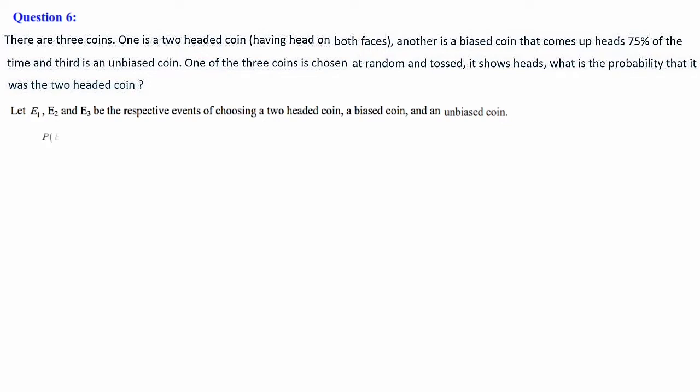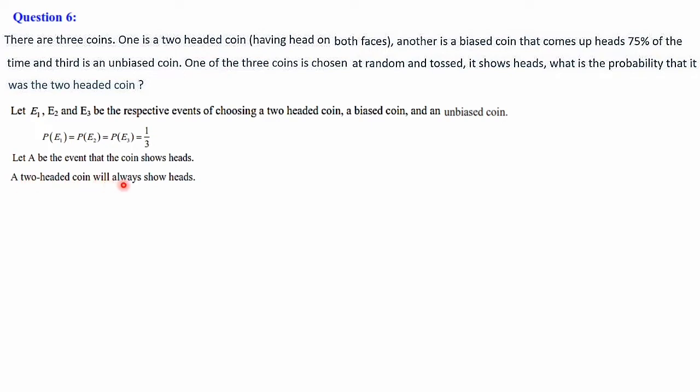an unbiased coin. So P of E1, P of E2, P of E3 means the probability of choosing one coin at random out of these three coins, that is 1 out of 3. Then A be the event that the coin shows head. Here it is mentioned it shows head. So that event we can take it as A.